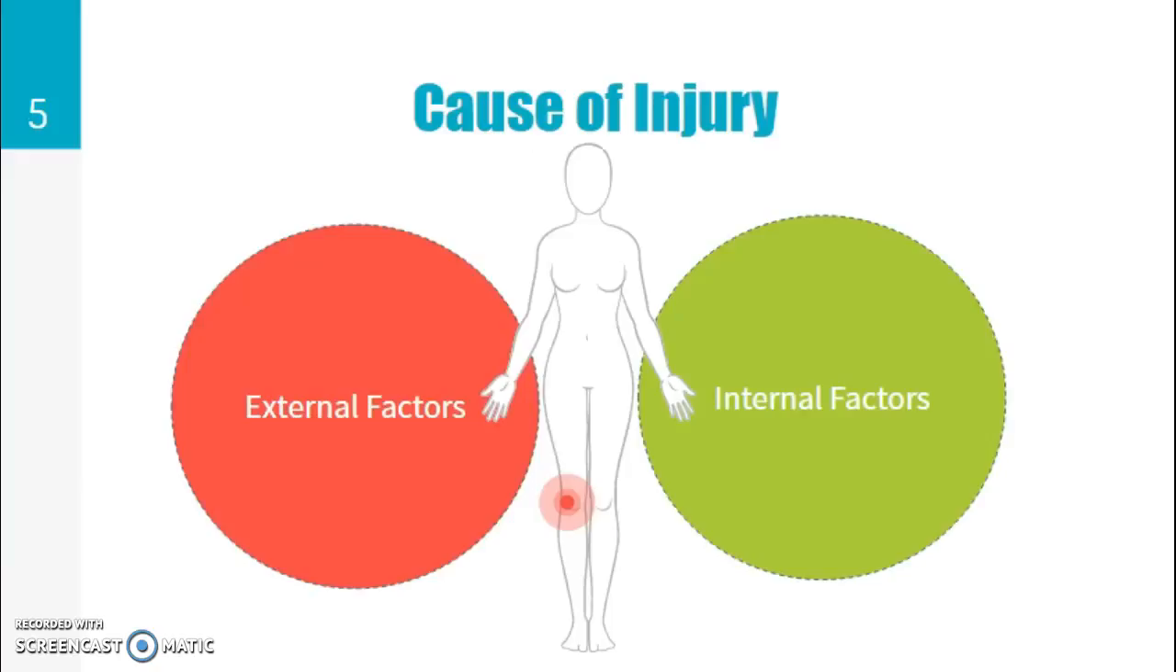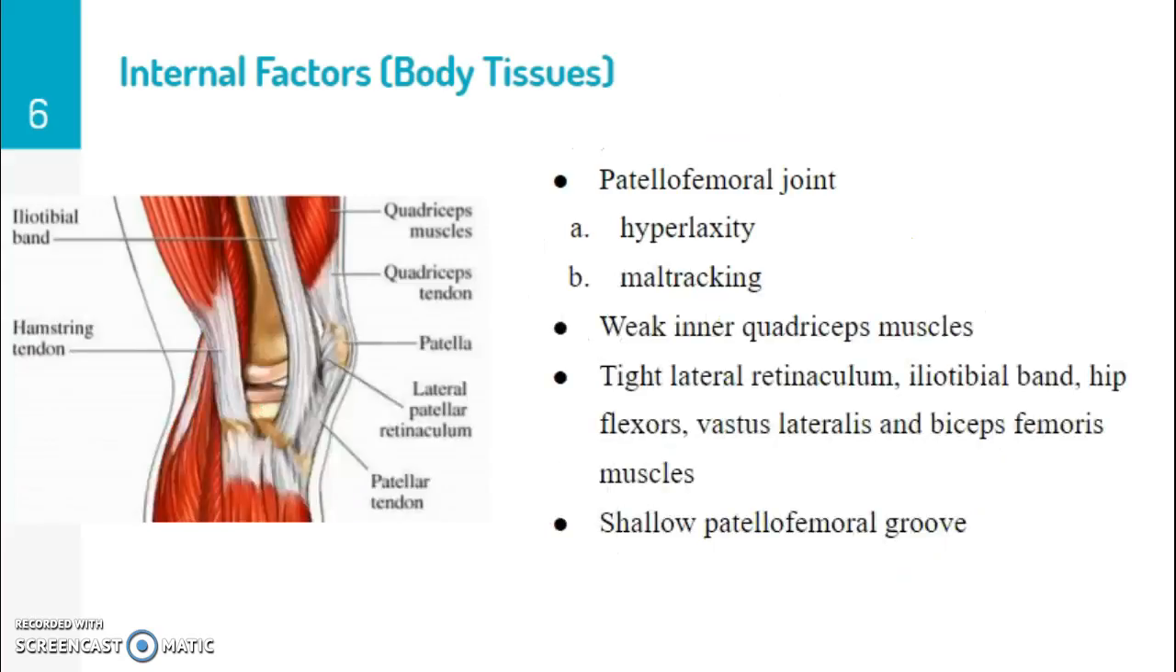Cause of injury. The cause of injury can be divided into external and internal factors. The first internal factor is patellofemoral joint hypolaxity, which means that the knee has an increased range of movement. The next factor is patellofemoral joint maltracking, which is an imbalance in the gliding of the kneecap. The third factor is weak inner quadriceps muscles, as it will fail to hold the patella in place.